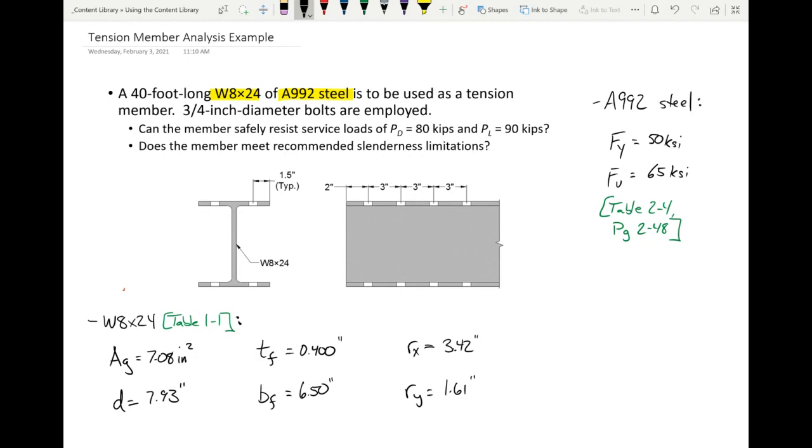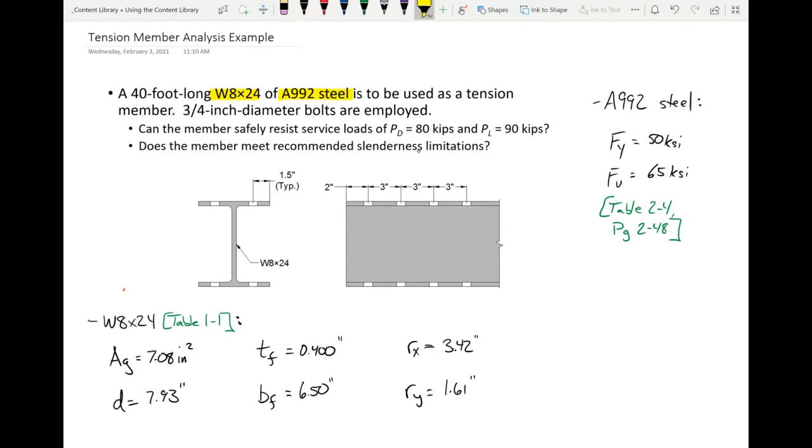So you might hear me use the terms strong axis and weak axis. Whenever I say the strong axis, I'm talking about the X axis, and for the weak axis, I'm talking about the Y axis. When we do our slenderness check, we're just going to use RY, but I wanted you to look up both to see that RY is smaller, and it will in fact always be smaller for W shapes. Sometimes it's not smaller for other cross sections, but for W shapes, always.